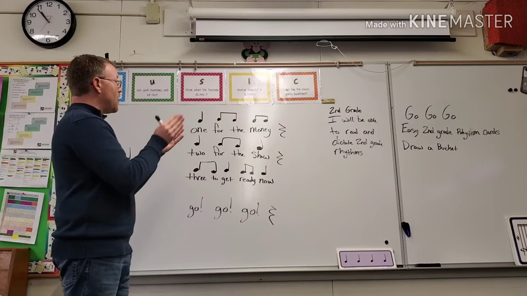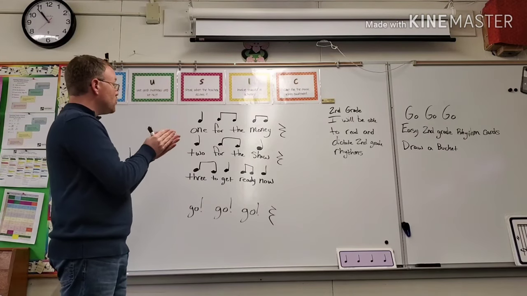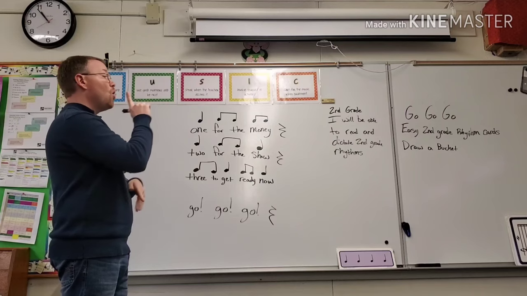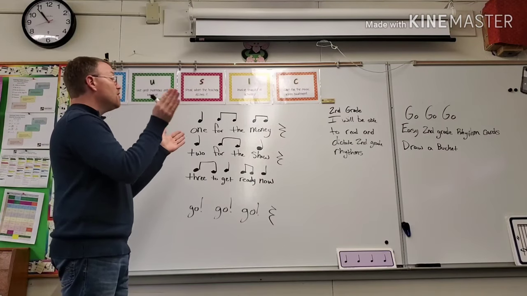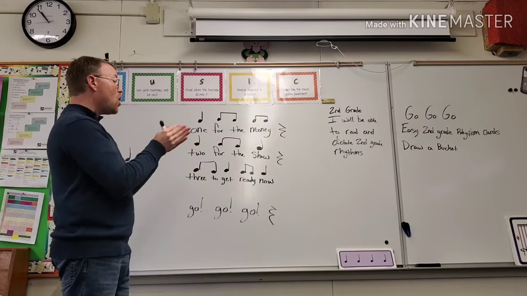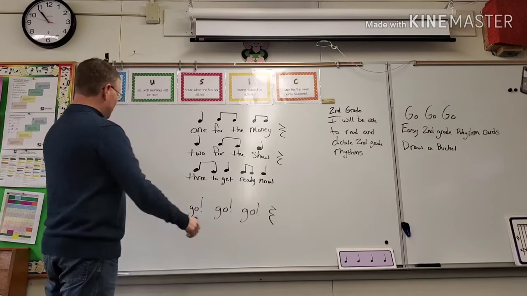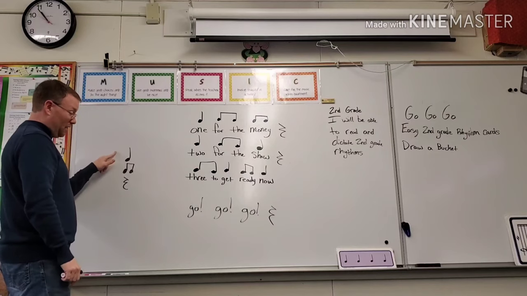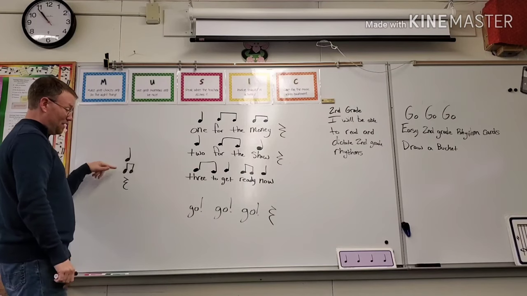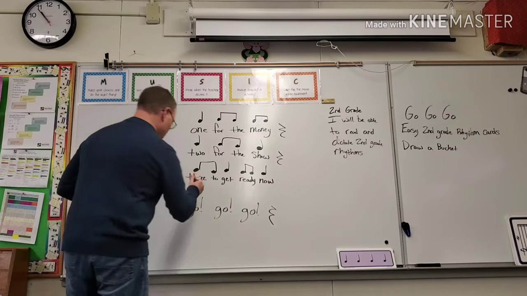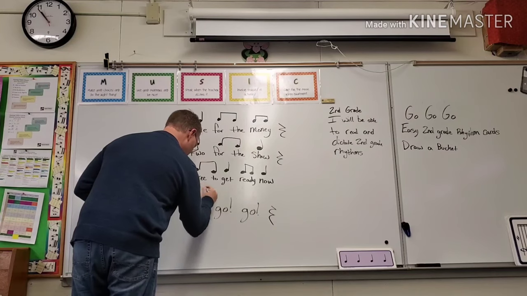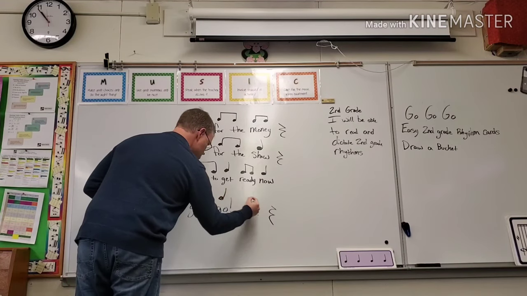One for the money. Two for the show. Three to get ready now. Go, go, go. Yeah, they're slow sounds. So we have these two different sounds over here. The ta is slow and the ti is a little bit faster. So this should be ta, ta, ta.